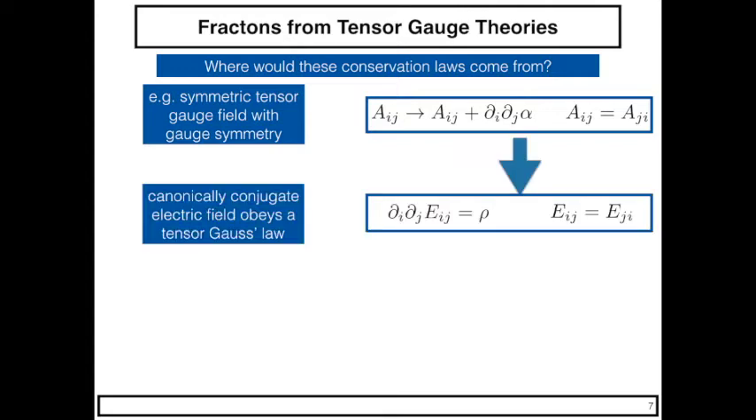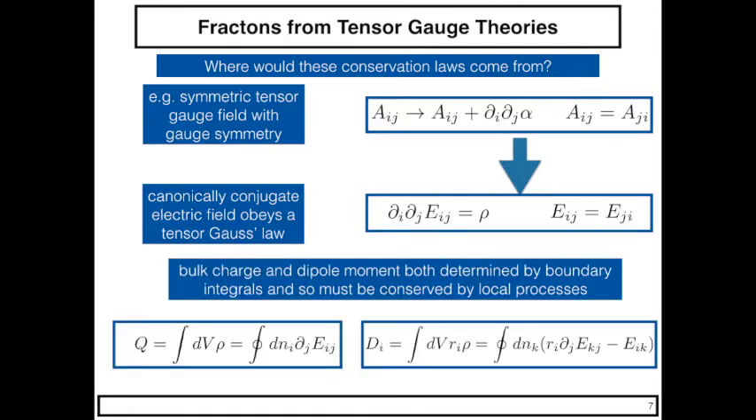Then, starting from this tensor Gauss's law, one can derive the fact that both the total charge in a system and also the total dipole moment are completely determined by boundary integrals. If that's the case, it means that local changes in the bulk of a system can't change the total charge and dipole moment, and so they both must be conserved by local processes.